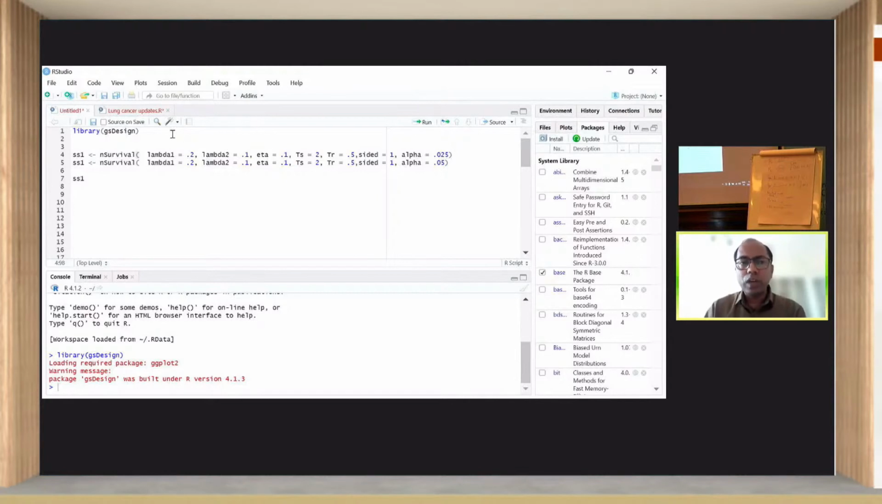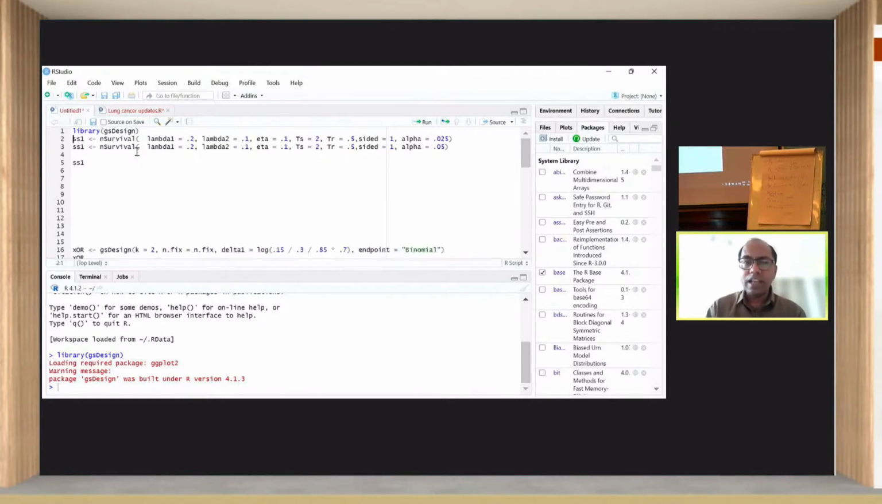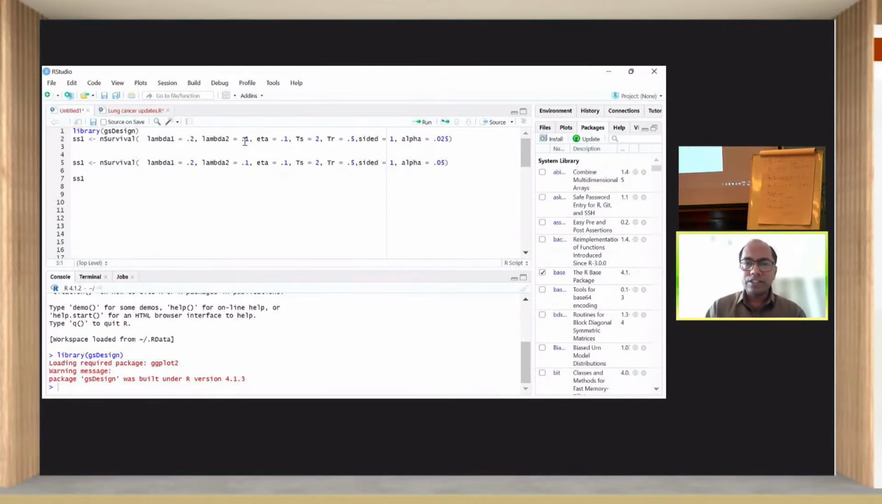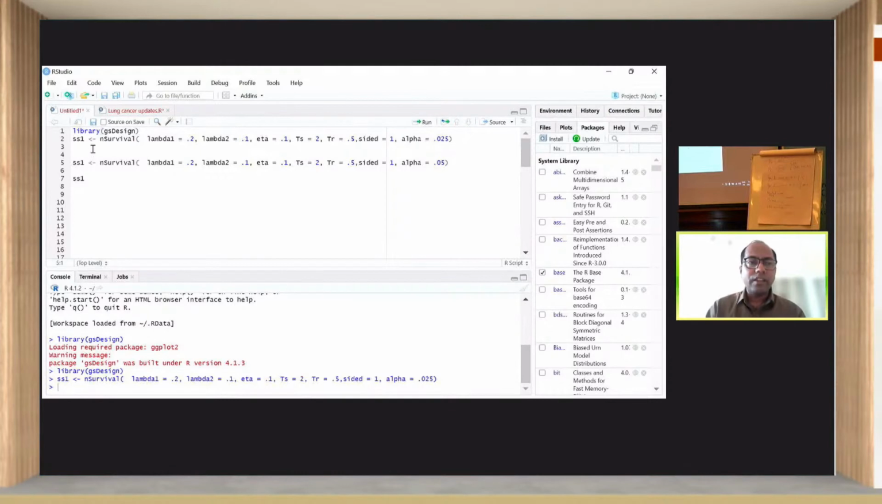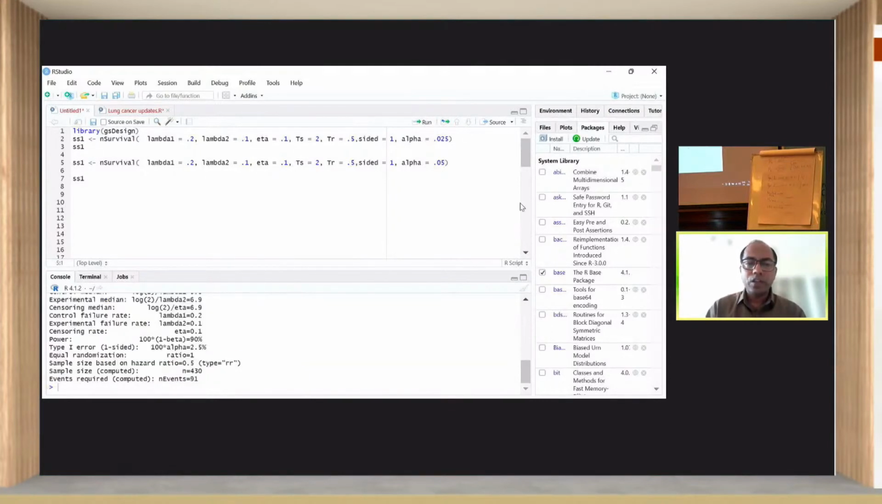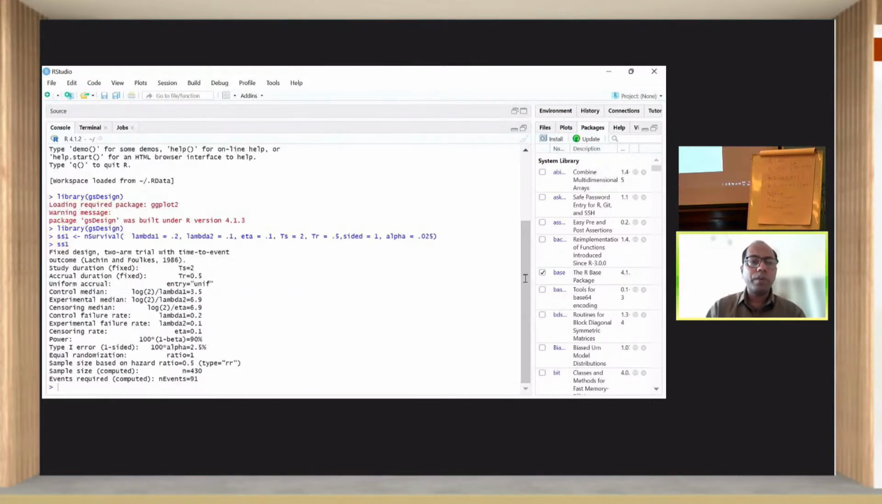Only two lines you need to write: library, gsDesign, and after that SS1, nSurv, and so on. To run these two lines, just put your cursor here and click on run. Thereafter you just call SS1, which we defined. See here, we are going to get so many results.